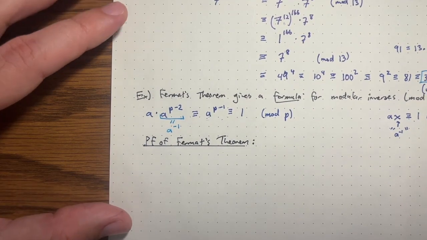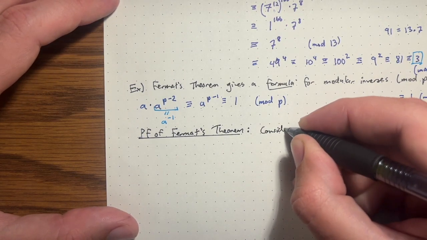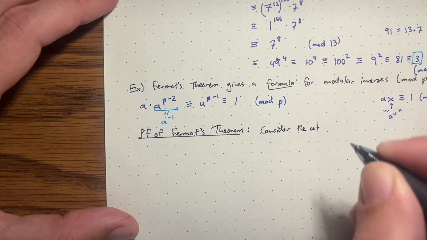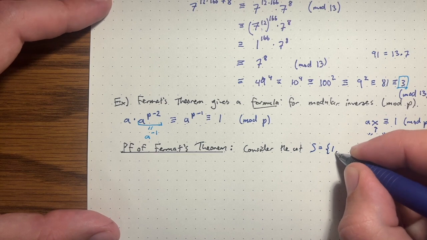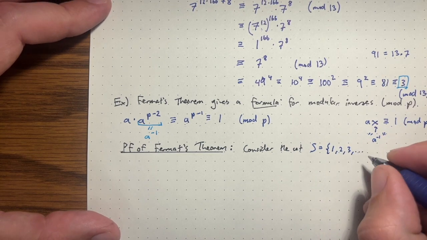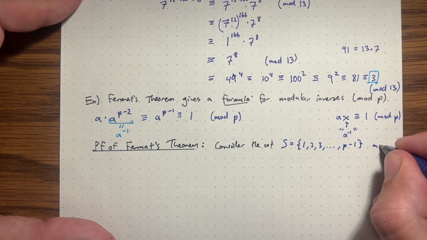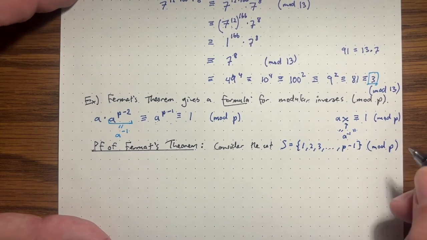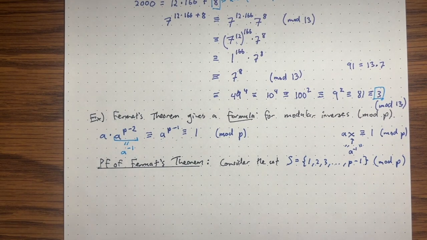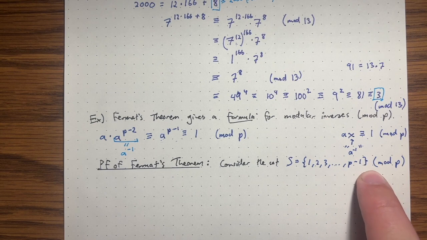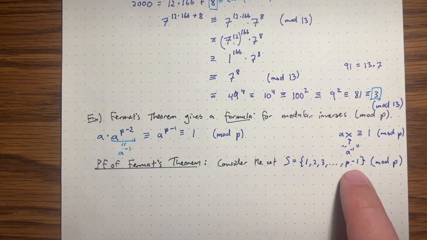Here's what we're going to do. We're going to consider a set, call it S, of all the numbers 1, 2, 3, all the way up to P minus 1, modulo P. So we're going to consider these as elements of Z mod PZ. These are all the elements of Z mod PZ except for 0. Notice I'm not including 0 in this set, starting at 1, going up to P minus 1.